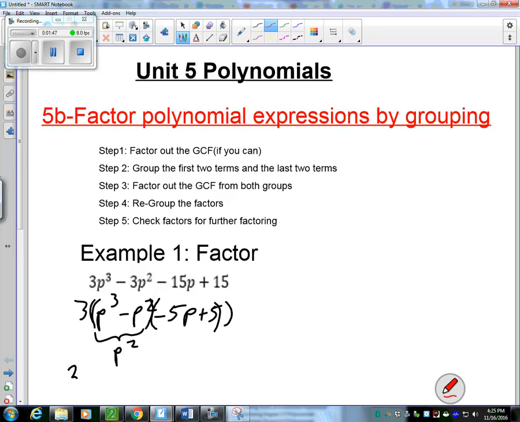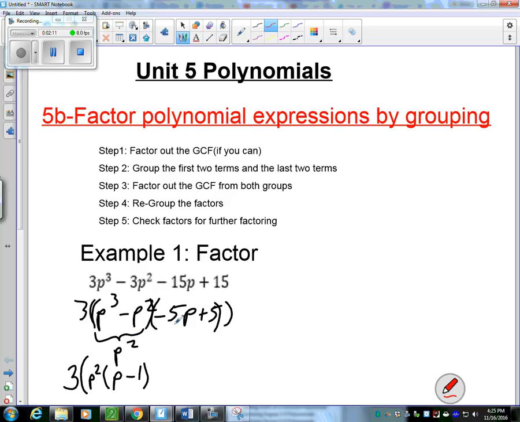So the 3 is already on the outside, and then you have one set of parentheses, and I'm going to put the p squared inside of that parentheses, and then there's another set of parentheses. So it's like you're dividing each term by p squared. So p to the third divided by p squared is p, and p squared divided by p squared, the greatest common factor, is 1, with subtraction in the middle.